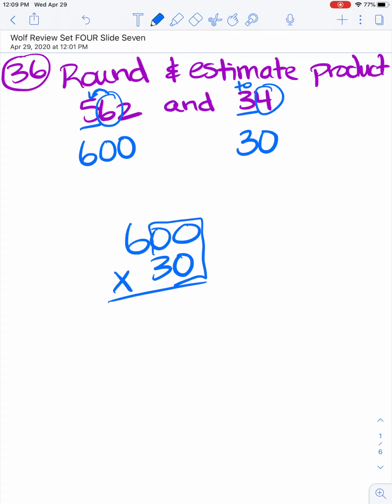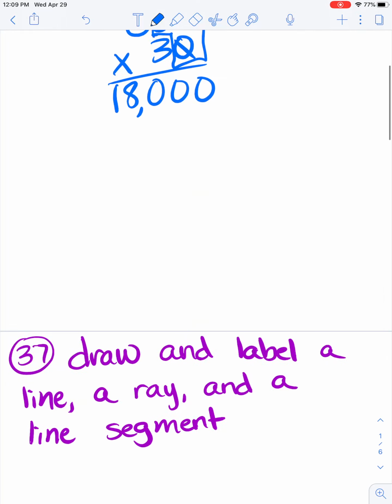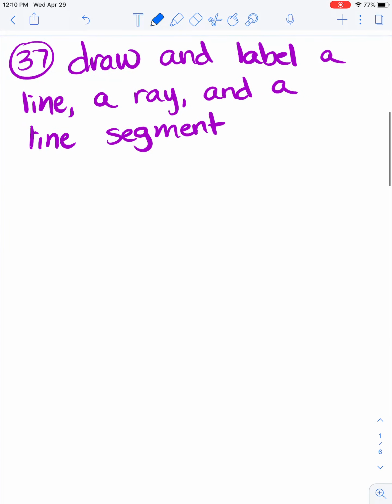Then I'm going to find the estimated product. Product means multiply. I have 3 zeros. Love my zeros. Box them, cross them, bring them down. 6 times 3 is 18. So our estimated product is 18,000.